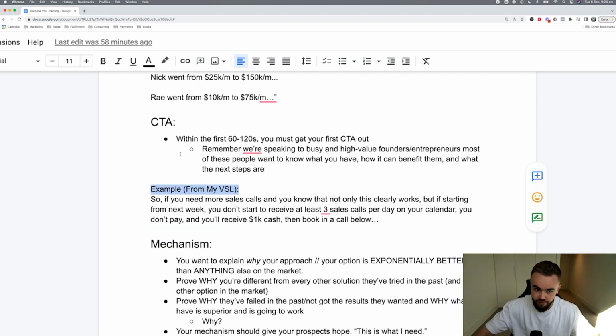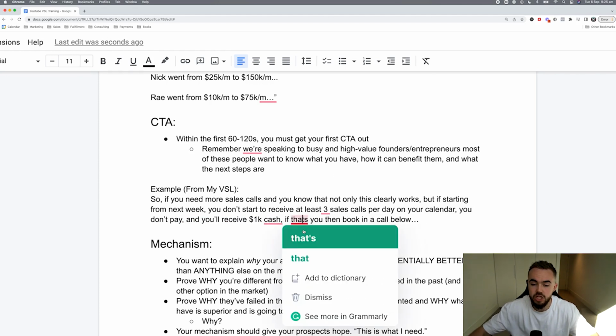But again, quickly, for the CTA, here's an example from my VSL, which is, so if you need more sales calls, and you know that this clearly works, and if starting from next week you don't receive 3 sales calls per day on your calendar, you don't pay, and you'll receive 1K cash. If that's you, then book in a call.